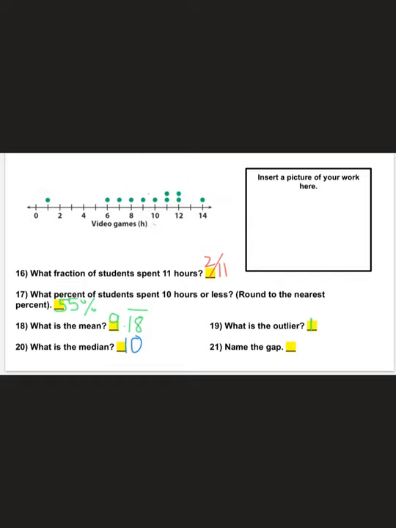Last question, what is the gap, or name the gap? We actually have 2 gaps here from 2 to 5 and at 13. Remember, a gap has to have data on both sides, which means 0 is not a gap in your data. So 2 through 5 and 13 should be your final answer.